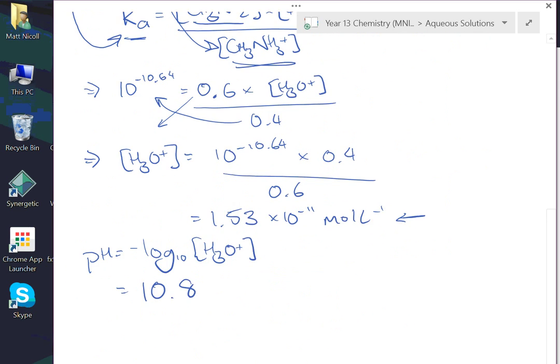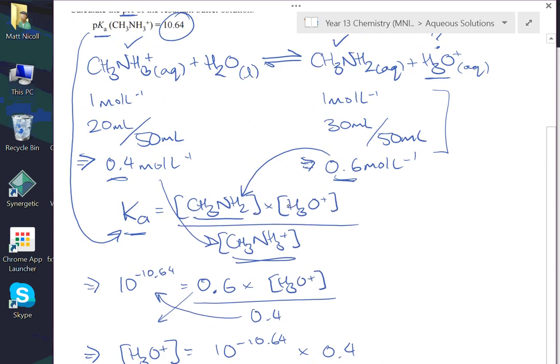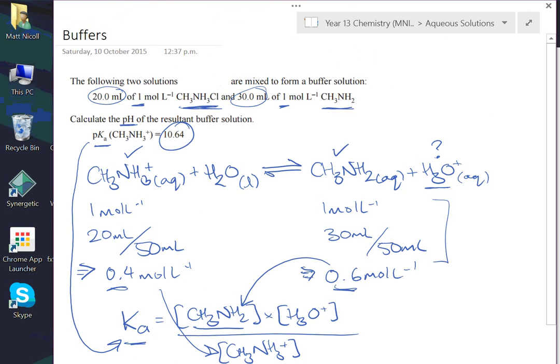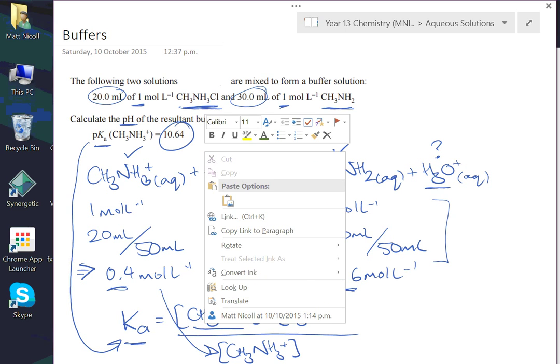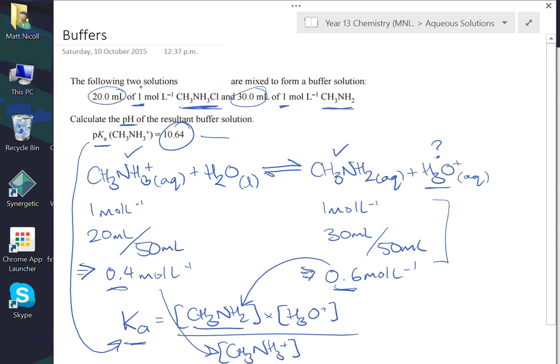And sure enough, 10.8 is very, very close to 10.64. Sorry. So it's very, very close to that. So that's my first check. Okay, I think I've got it right.